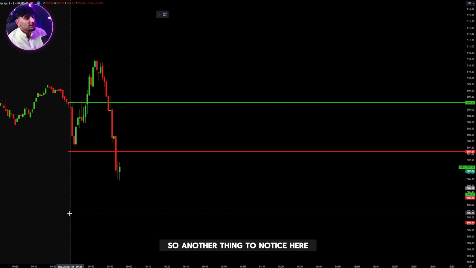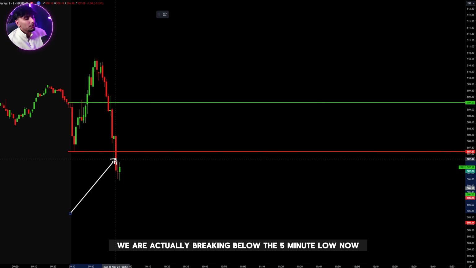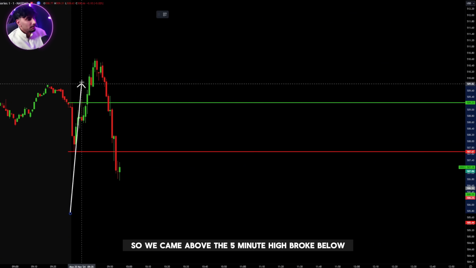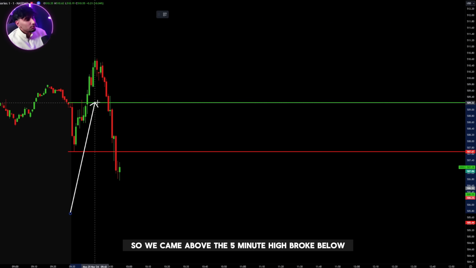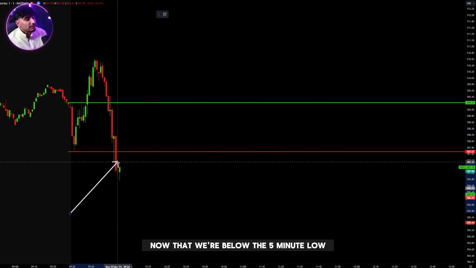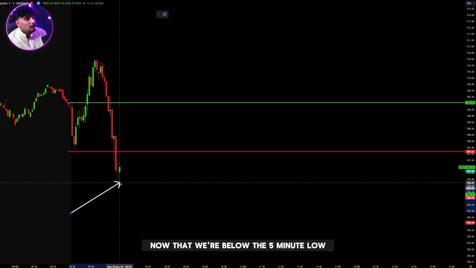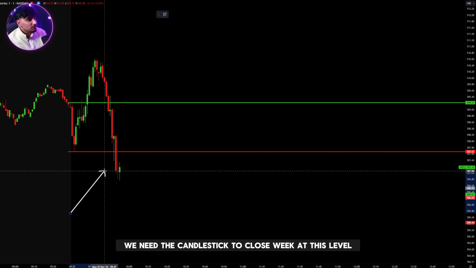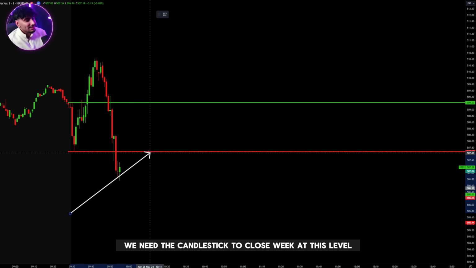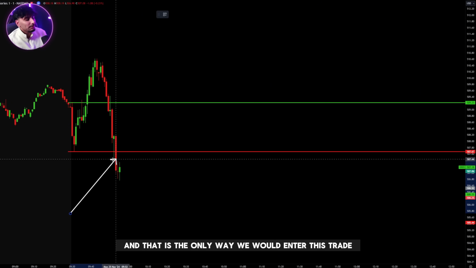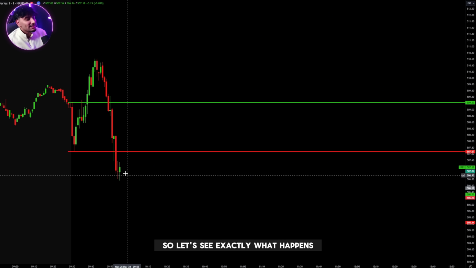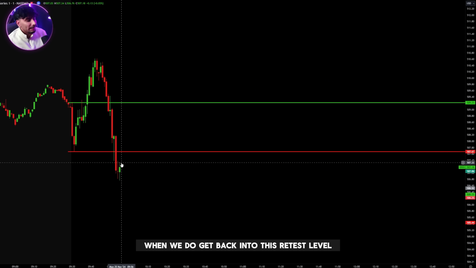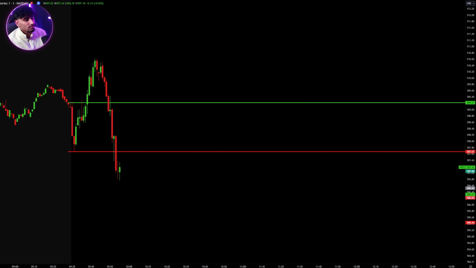So another thing to notice here, we are actually breaking below the 5-minute low now. So we came above the 5-minute high, broke below, no strong price action. However, now that we're below the 5-minute low, we could look for this retest, but we need weak price action. We need the candlestick to close weak at this level, and that is the only way we would enter this trade. So let's see exactly what happens when we do get back into this retest level.